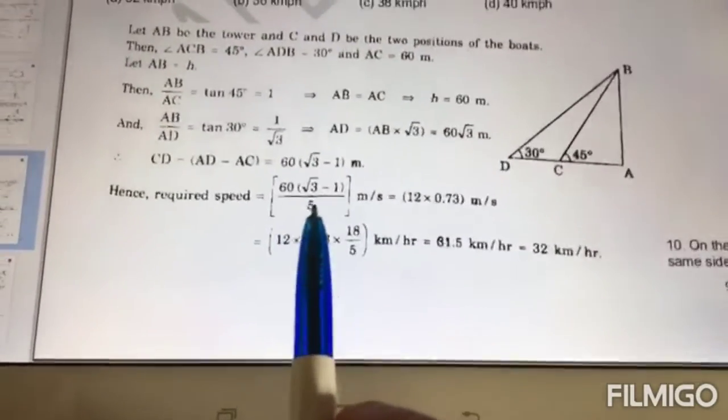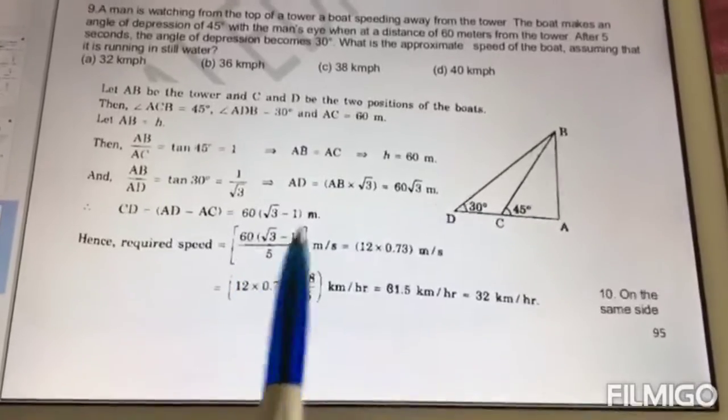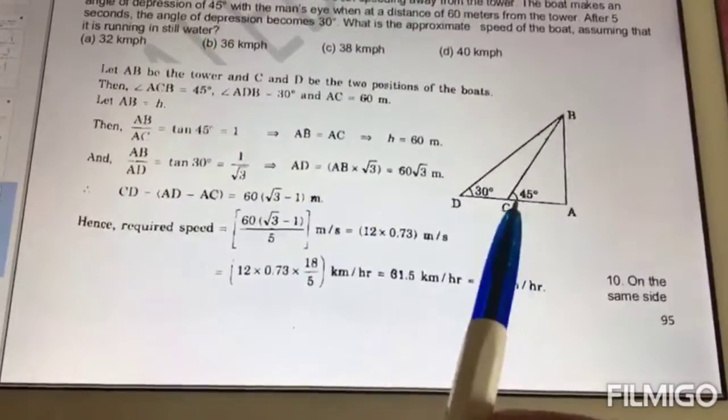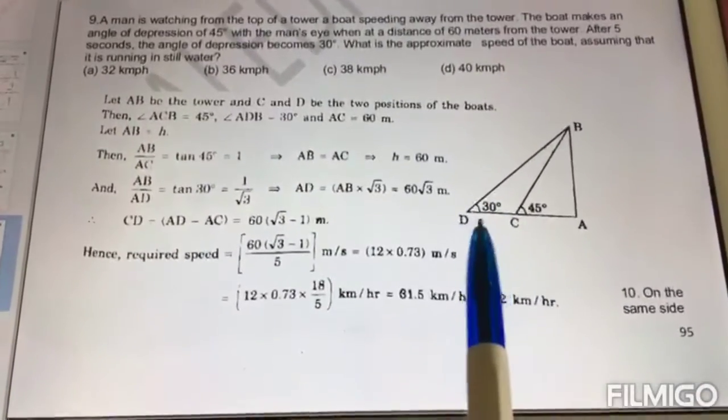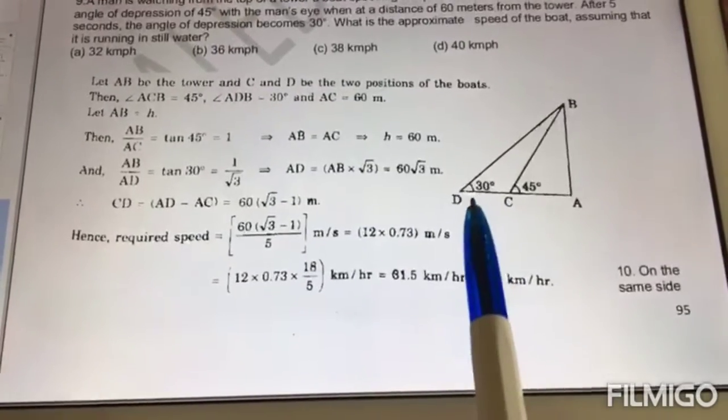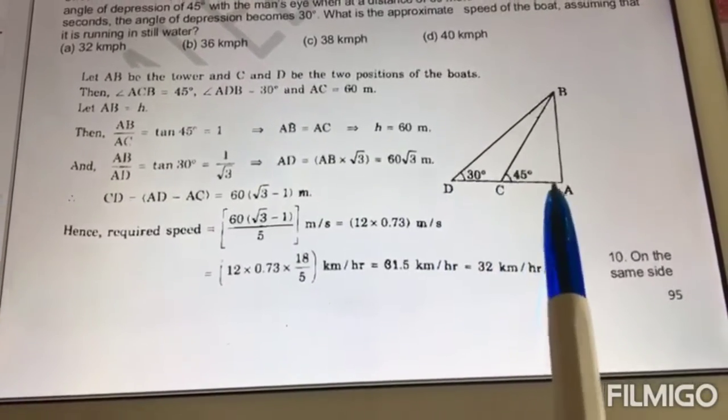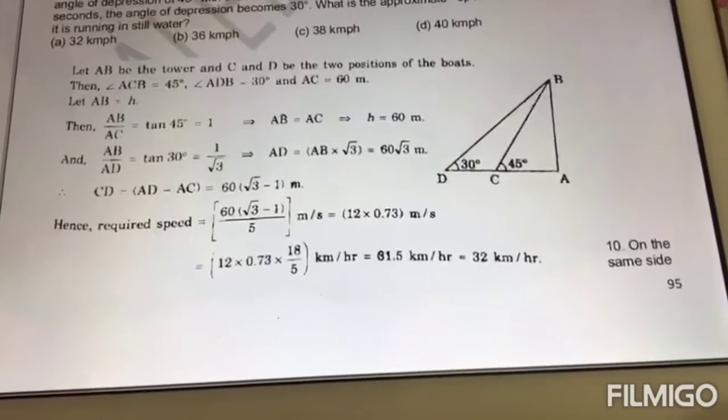So I hope this is clear. I hope you're understanding what is angle of elevation, what is angle of depression. I hope you're trying to see the hint that the question gives you, whether the point is closer to the vertex or farther away from the vertex.